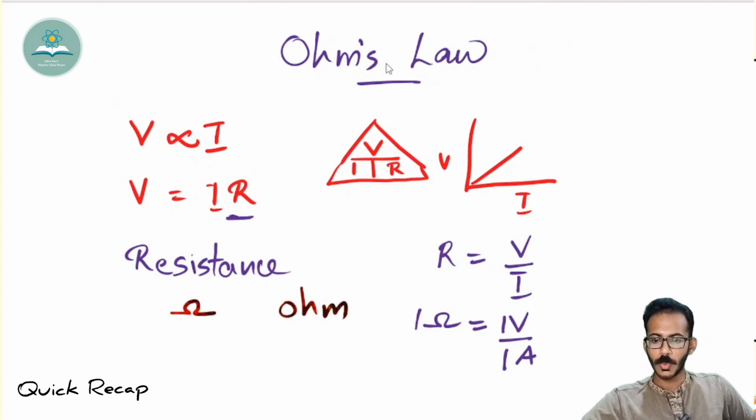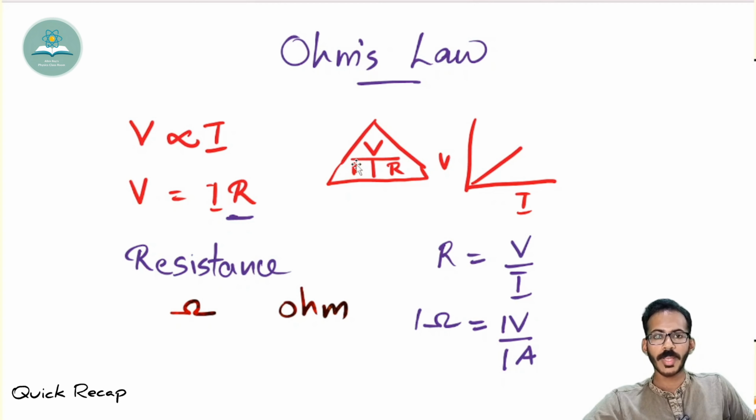Now we have Ohm's law. Ohm's law states that the potential difference is directly proportional to the current in a given circuit, given that the temperature remains constant. So V is equal to IR. Here we have a constant value, that is R. It's called resistance. Resistance is the opposition offered to the electric current. The SI unit of resistance is ohm, represented using this symbol.